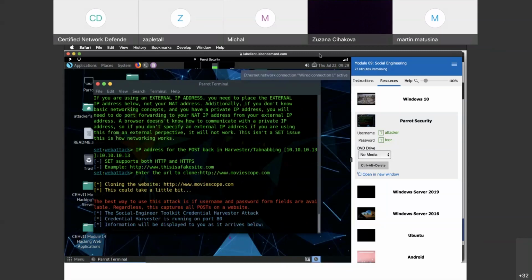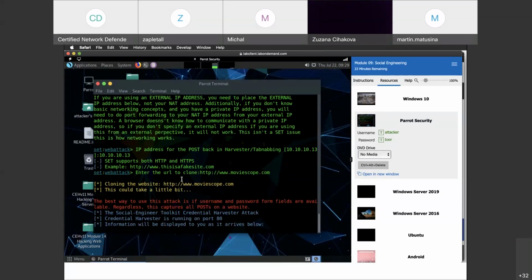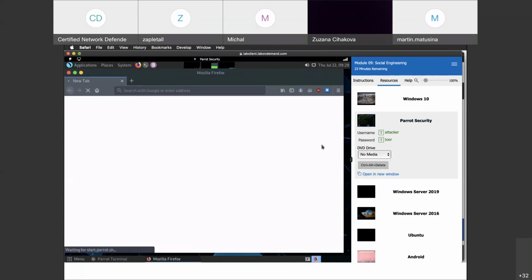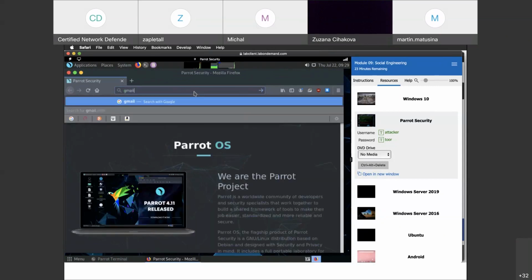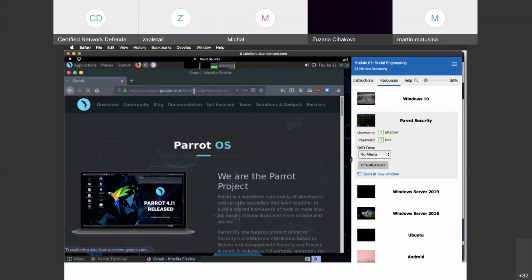Hopefully everything is still sharing okay. Cool, and that's it. So we've launched that. We've created our attack, and now all we need to do is go out and send it to our unsuspecting victim, who will be logging into Windows 10 very, very shortly. So for MovieScope, we want to create a reasonably convincing email to send out to those particular targets.